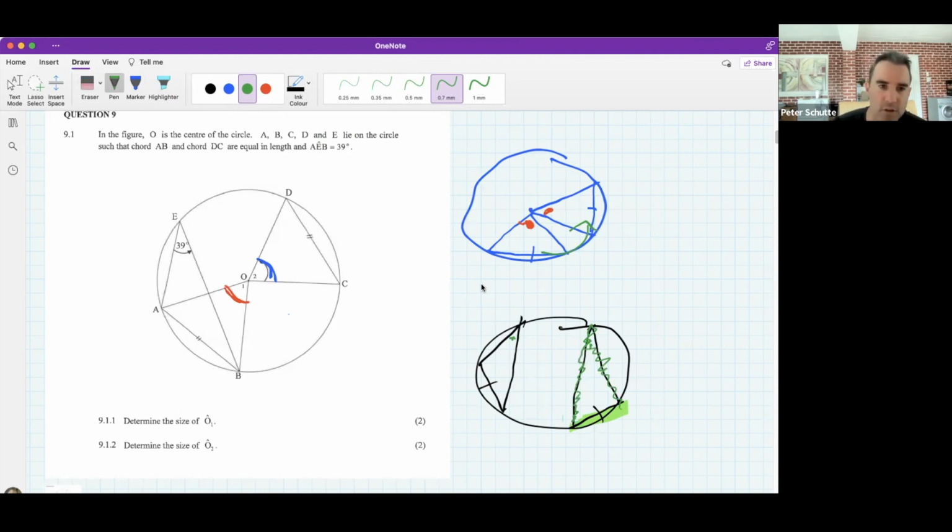All right, let's have a look. So what is O1 going to be equal to? O1 is equal to 78 degrees. O1, not Q1. So O1 equals 78 degrees, and that's angle at center equals twice angle at circumference.